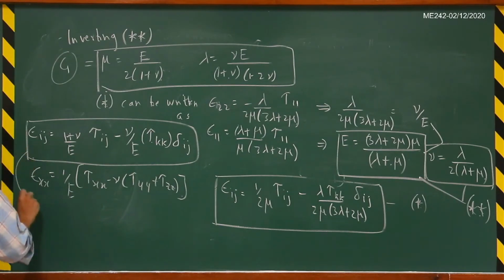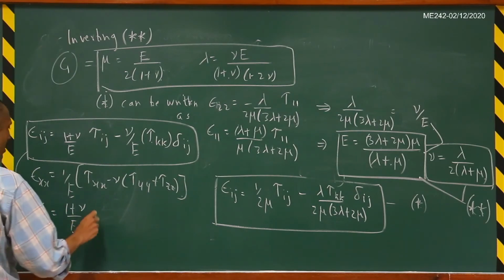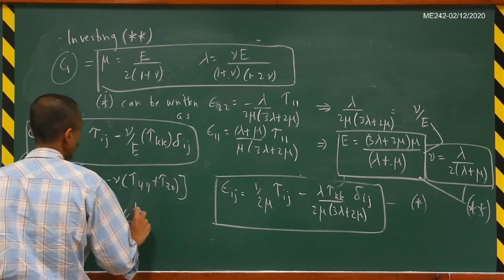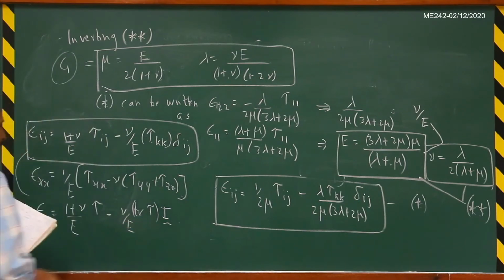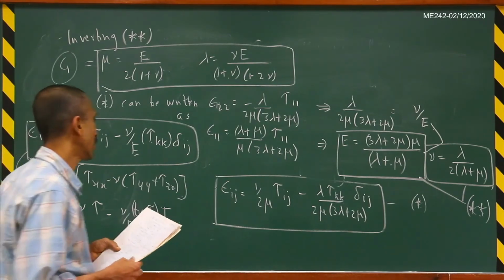So this can also be written as epsilon is equal to (1 plus mu) divided by E times tau minus mu divided by E times trace of tau times identity. You can also write it in the tensorial form in this particular way. Yeah. So now, see, we have now derived bounds on the Lamé parameters. Now let us use those bounds to derive bounds on E and mu also. Okay? So let us do that.